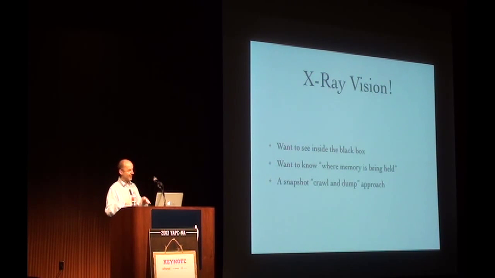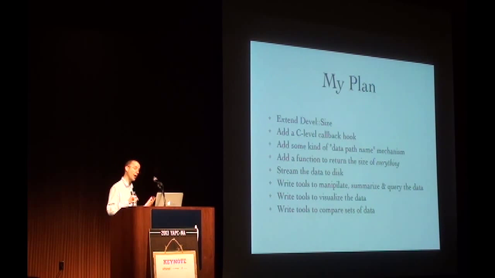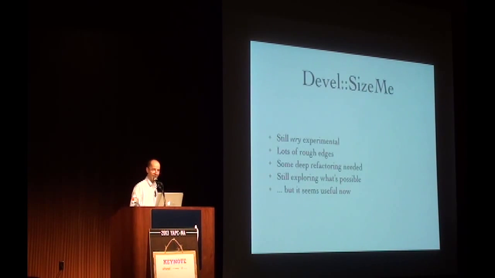What we need is a way to look inside the box, lift the hood, poke about, see what's going on. So the only sensible way, which dawned on me last year, was that we just have to call the whole thing, call all the pointers. And devel size has the logic. So what I need to do is extend it with a callback hook so I could hitch a lift as it crawls around the pointers. I needed some way of naming where I was as I crawled around the tree. Dump the stuff to disk, store it, process it, manipulate it, visualize it, that kind of stuff. All very experimental. Would you like to see it?